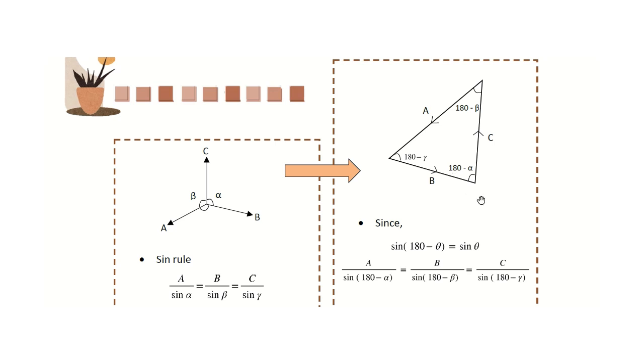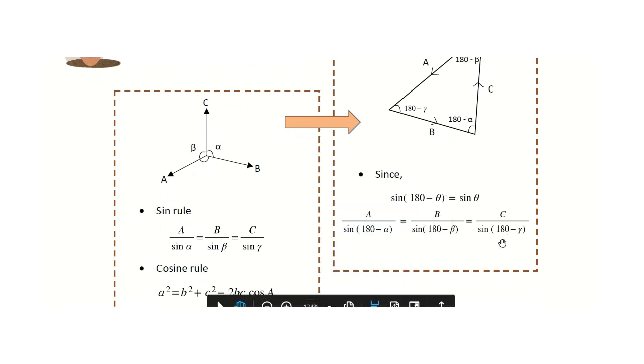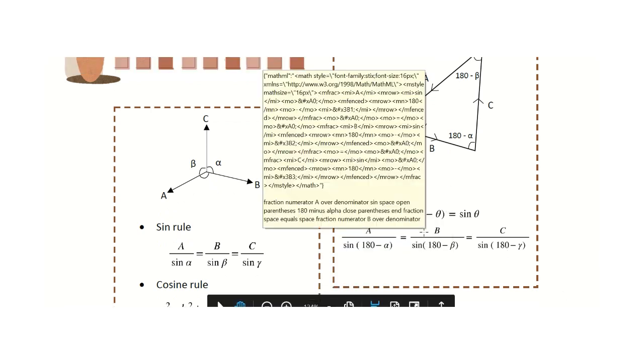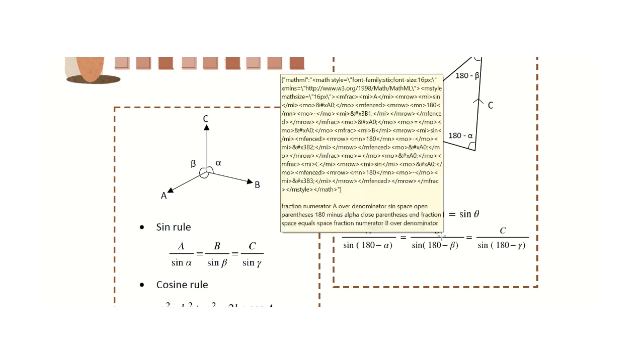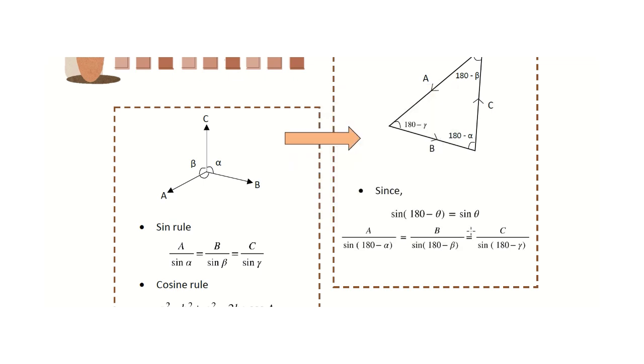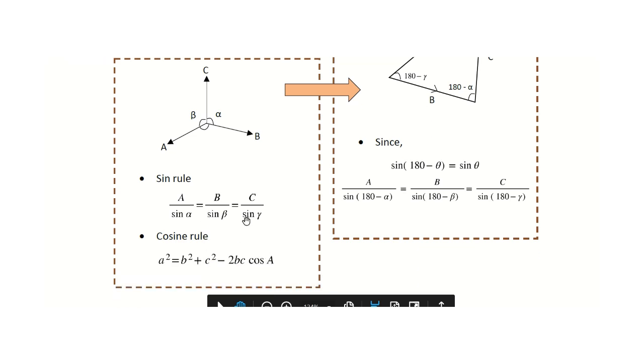And then we can calculate the forces A, B, C by using the sine rule and cosine rule. So for the sine rule, A over sine (180 minus alpha) equals B over sine (180 minus beta), and C over sine (180 minus gamma). Also, we can use the cosine rule to find the magnitude or angle for this triangle.